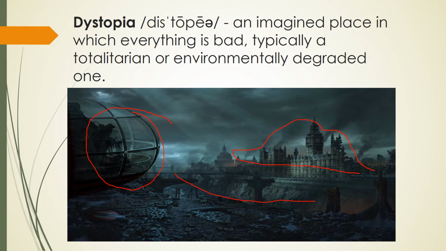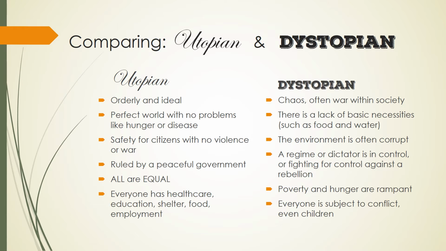Everything's just blown up and it's had some type of apocalyptic situation that we would see in stories like Hunger Games. That might be one that you guys have heard of. It's a popular young adult series. So now we know what those two words mean. Let's compare them side by side. When you're talking about a utopian society, everything is generally orderly and an ideal situation.